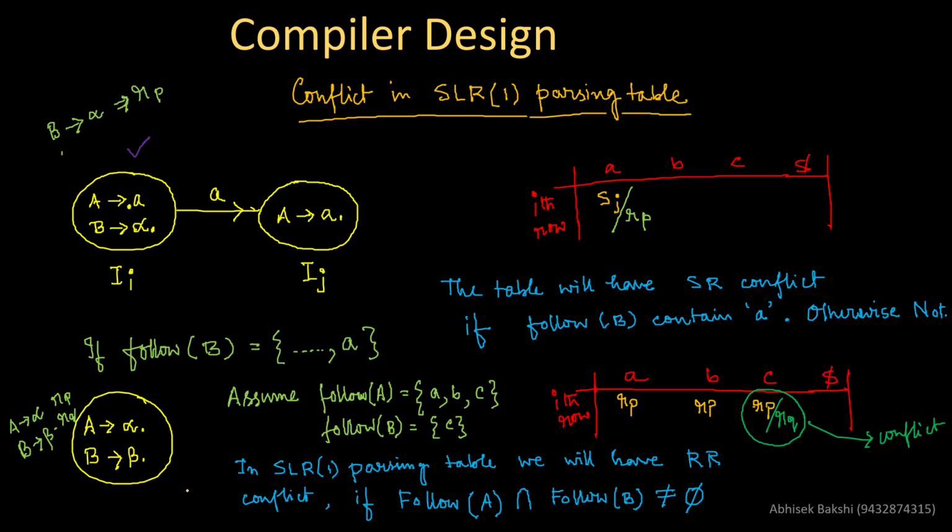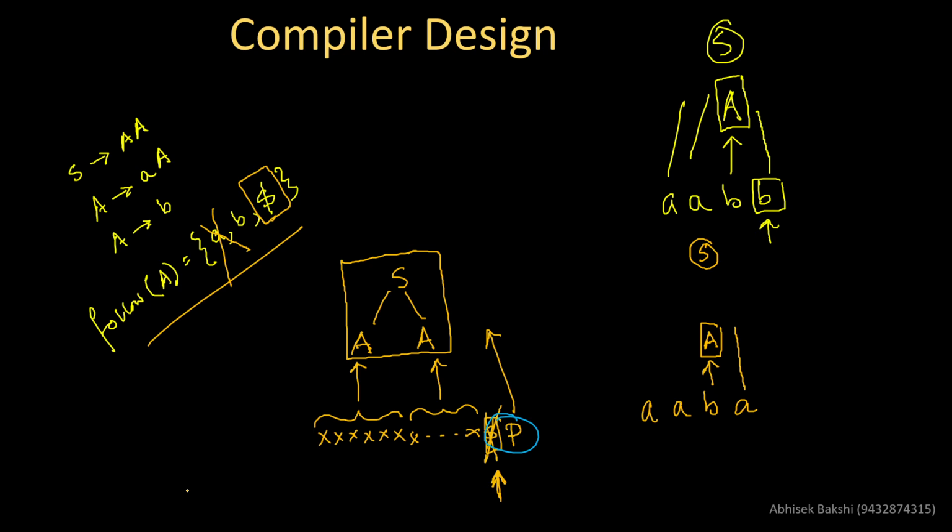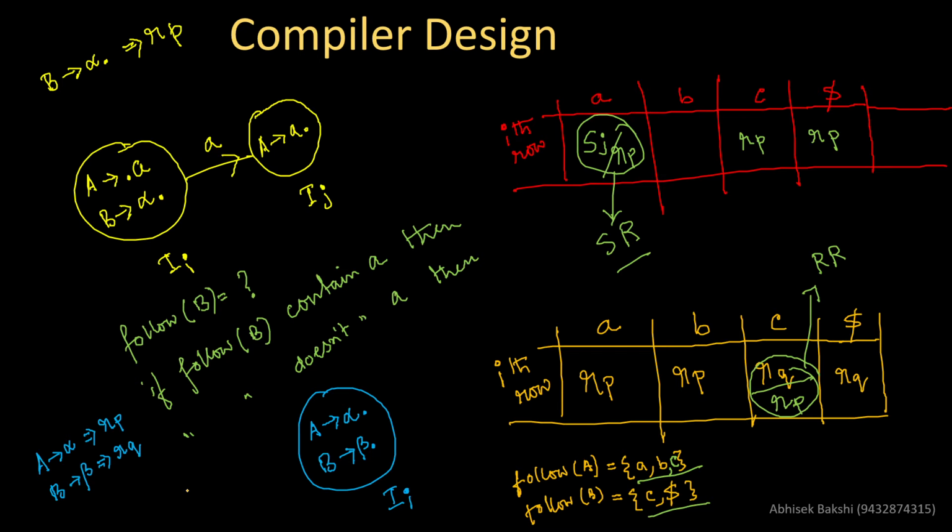So last day we discussed the conflict in the SLR1 parsing table, and we saw how the SR conflict and RR conflict can be found in an SLR1 table. What is the criteria for that? Based on that, a question may come where a grammar will be given to you, and you will be asked whether it is SLR1 or not, or LR0 or not, or something like that, right?